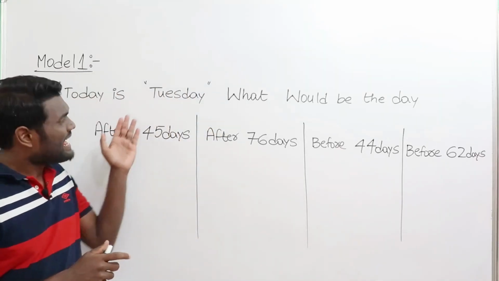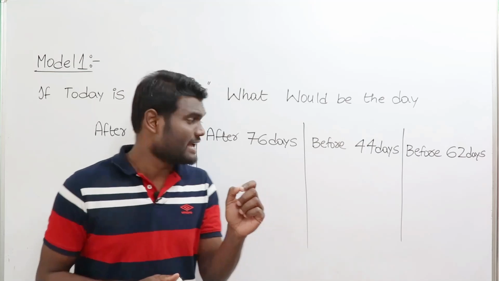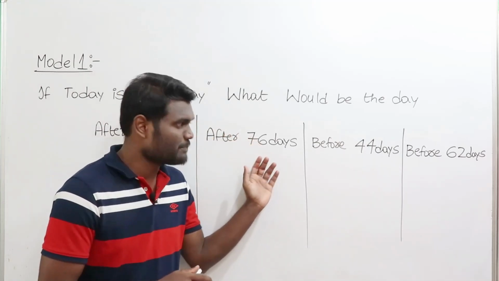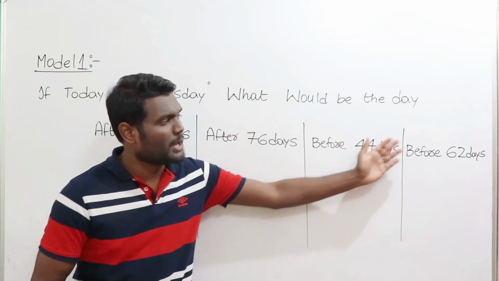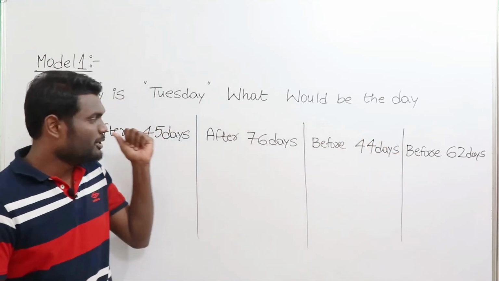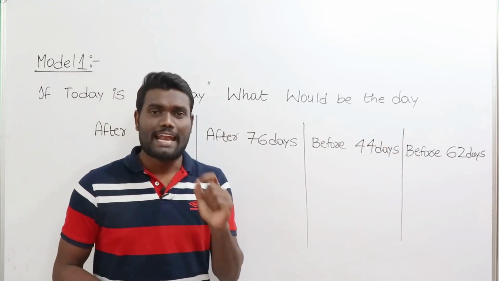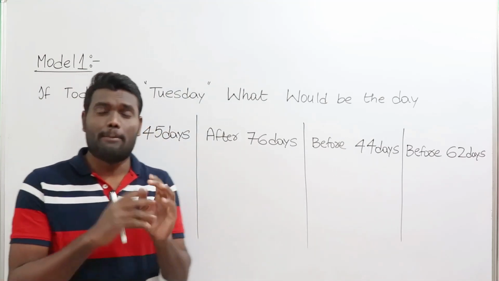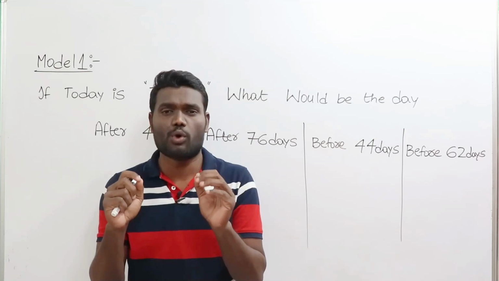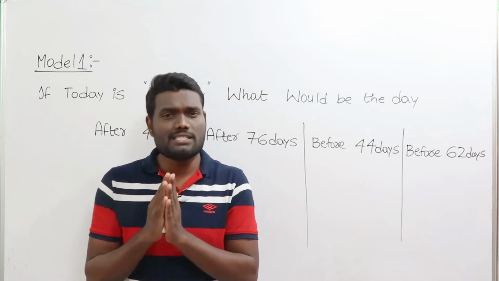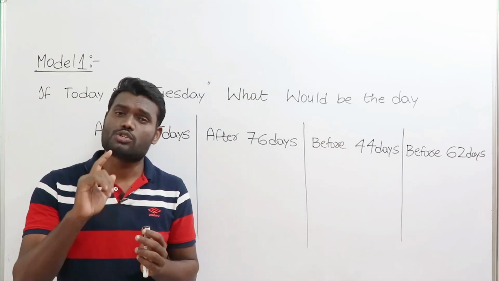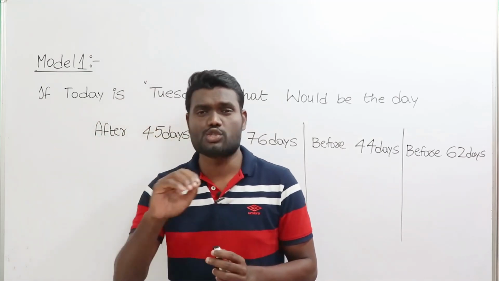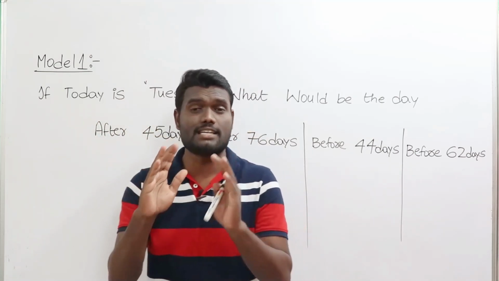If today is Tuesday, what would be the day after 45 days, after 76 days, before 44 days, before 62 days? Now we'll be looking at all these 4 examples. The first model is really important. This is a really basic model, but the reason I was concentrating more on basics is, once your basics are strong, you can solve any question from calendars in a really simple manner. Once you know model number 1, you can solve all the questions from calendars in a fraction of seconds.